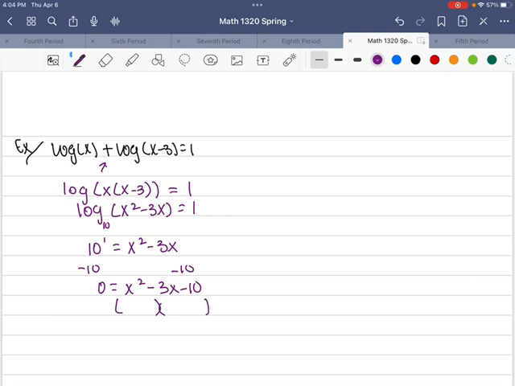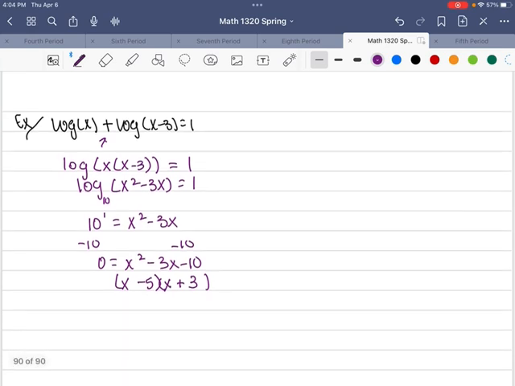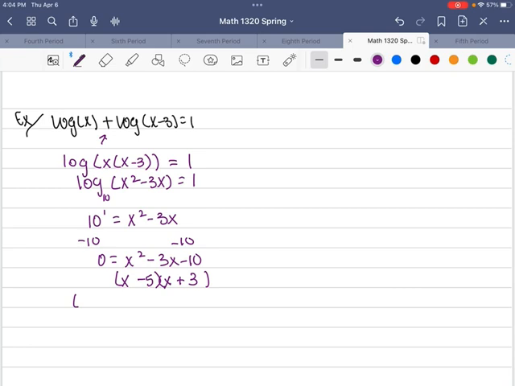You can use the snowflake if you like the snowflake. But I need two numbers that multiply to 10 and add to negative 3, which are going to be 5 and 2. So it's a negative 5 and a positive 2. So these are going to provide my solution. So I will set each one of them equal to 0 and solve them. So I add 5 to both sides, and I get x equals 5. Subtract 2, and I get x equals negative 2.